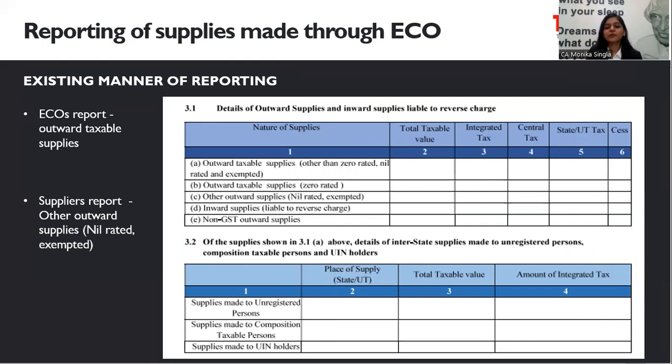Now talking about table 3.2, the government has issued a clarification that the taxpayers are required to separately report the supplies such as interstate supplies made to unregistered persons, the supplies made to composition taxable persons, and the supplies made to UIN holders. So table 3.2 is a reporting requirement. All the outward supplies are already included in table 3.1. But out of 3.1, where the supplies are made to the specified persons which are specified in table 3.2, then the reporting is to be made under this table.